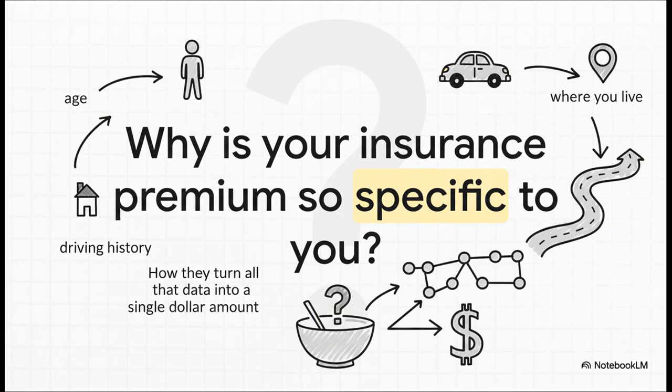Okay, so think about it from the insurance company's perspective. To them, you're this totally unique combination of risk factors. You've got your age, the car you drive, where you live, your driving record. I mean, all of it goes into the pot. But the real question is, how do they take all that data and boil it down to one single dollar amount?